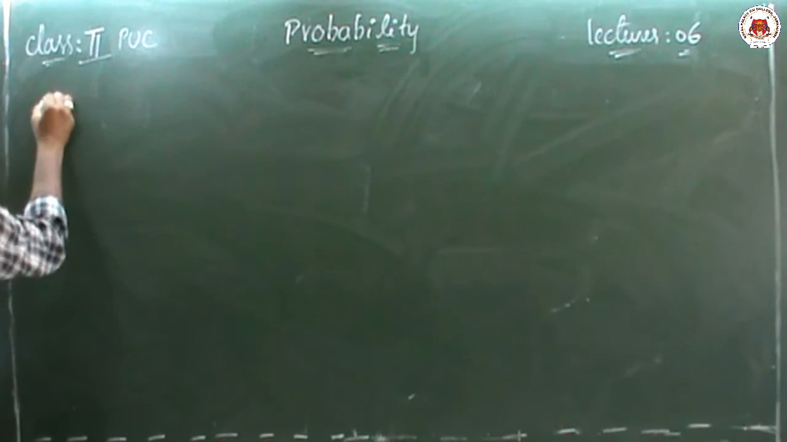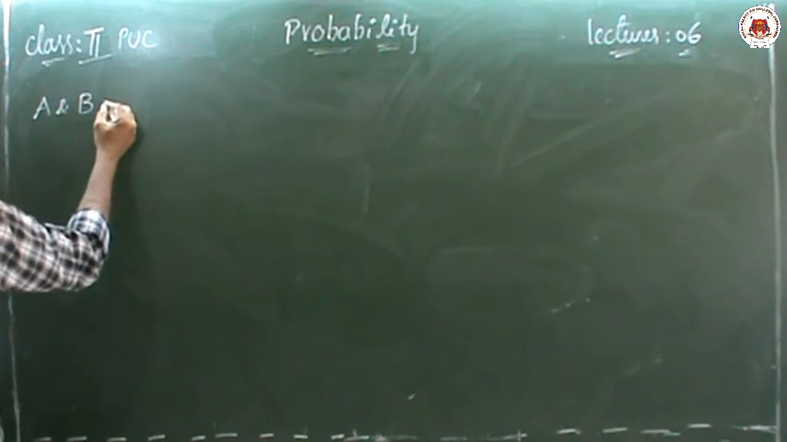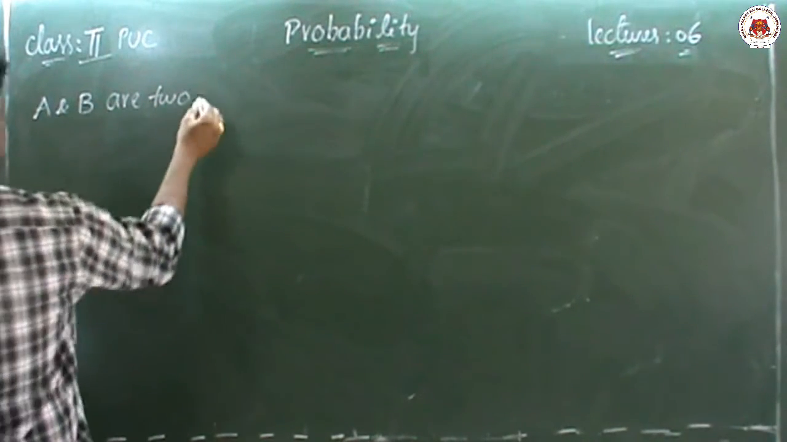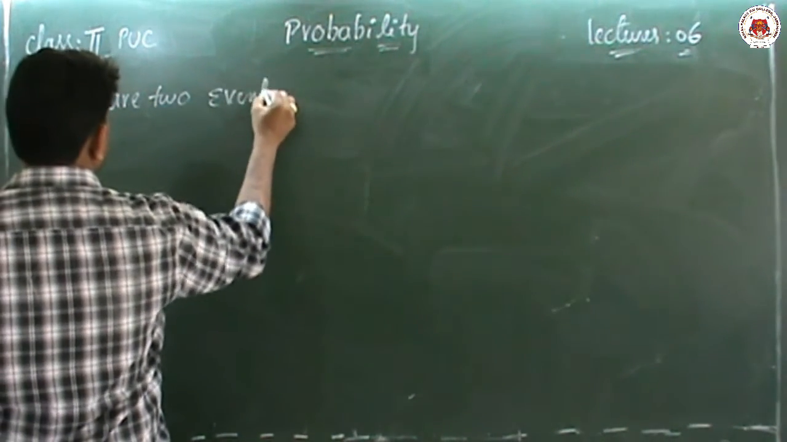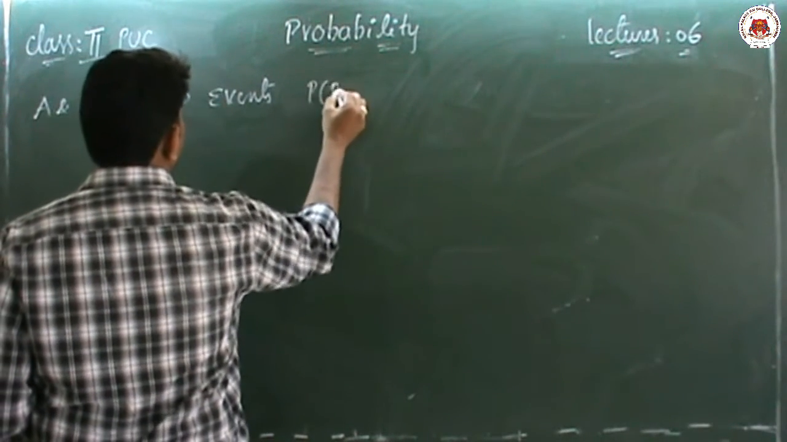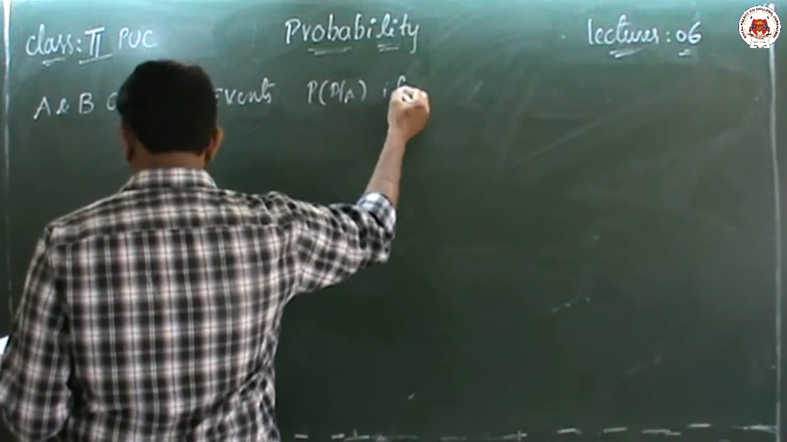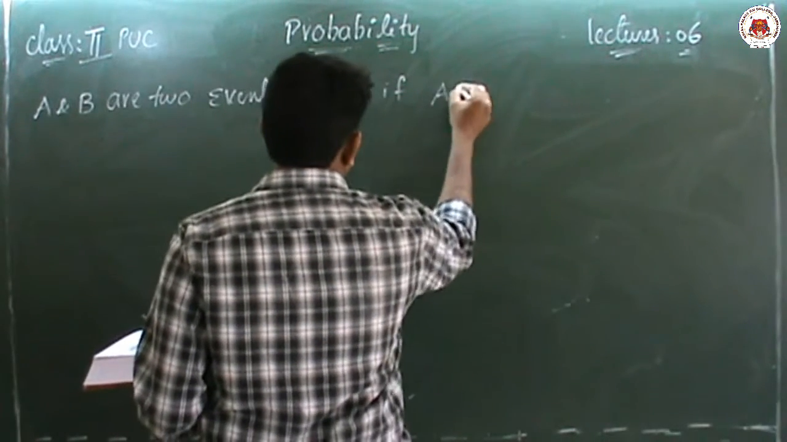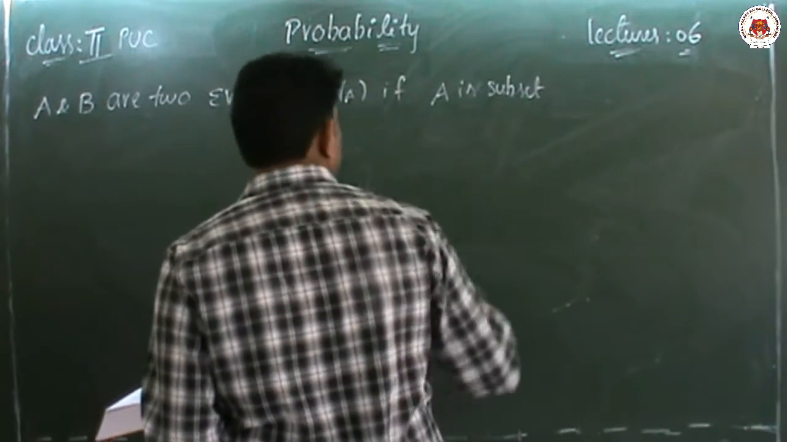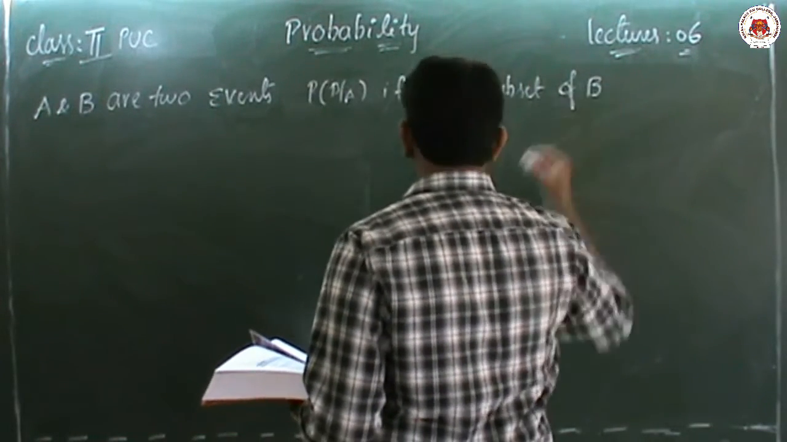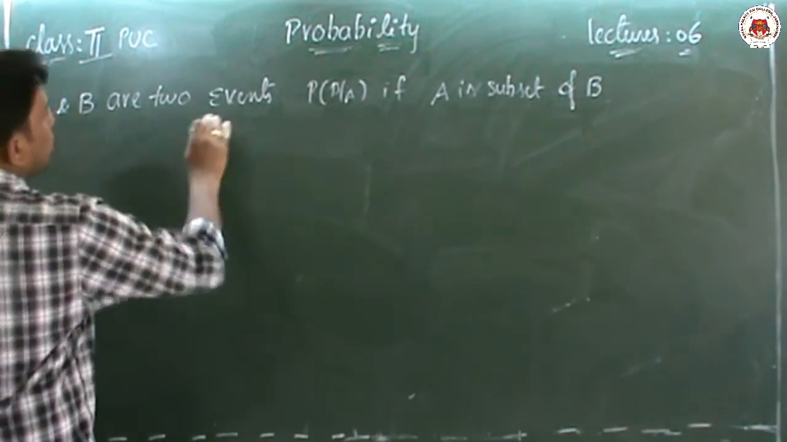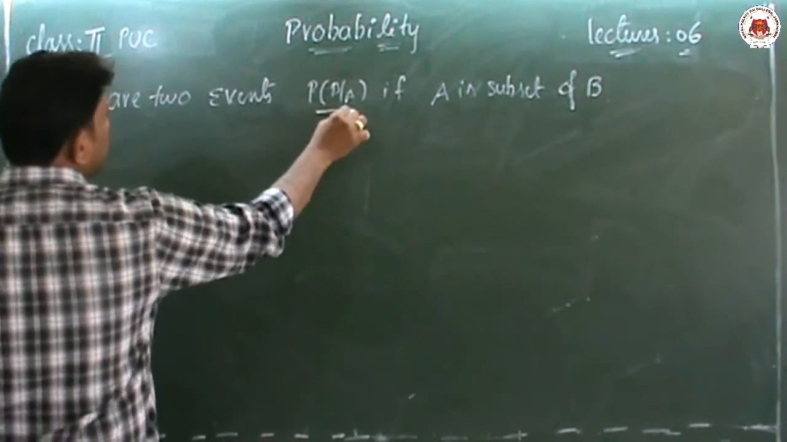The first question: A and B are two events. These are the previous year's asked questions. Then P of B by A, if we are given the condition A is a subset of B. This is the question. So children, listen carefully. A and B are two events, and we have to find P of B by A.